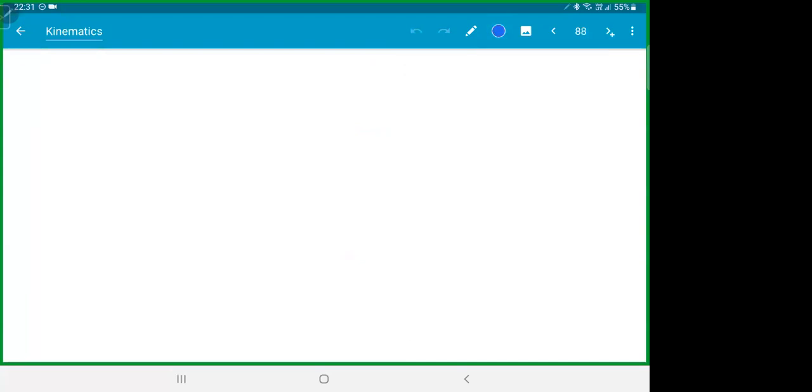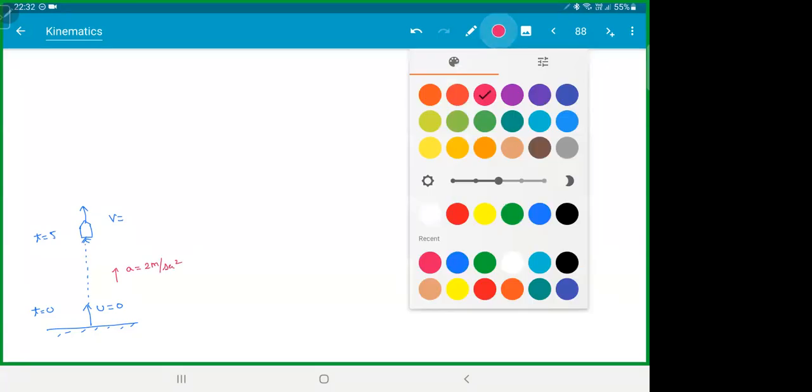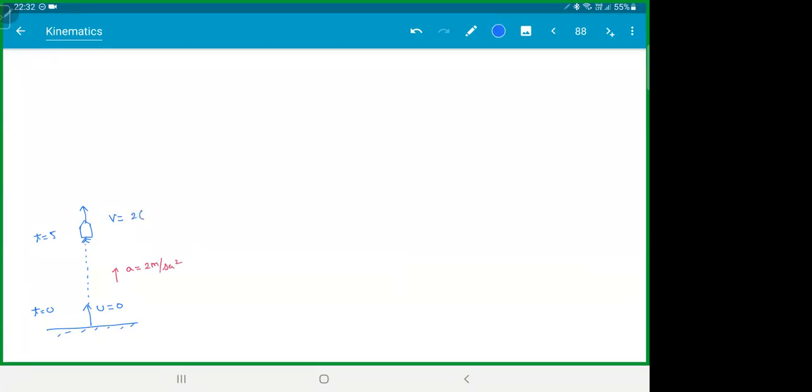So if you check your diagram now, you will see it step by step. Initially the rocket's speed was 0. This is t is 0. At t is equal to 5 seconds, the rocket would have gained some speed. How much? v is equal to u plus at. And remember, acceleration was 2 meters per second square. So this would have gained a speed of 2 into 5, 10 meters per second.